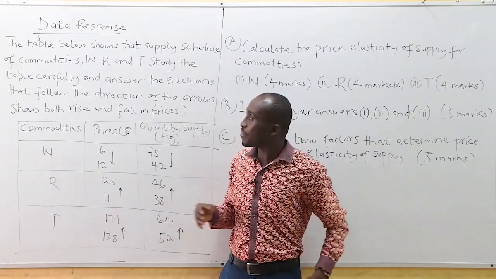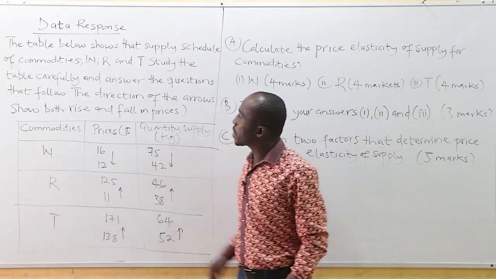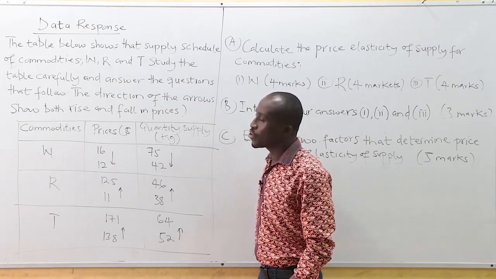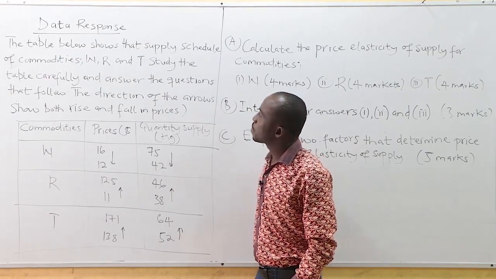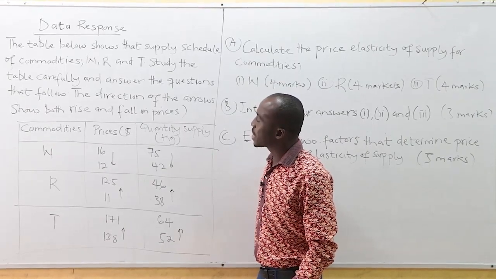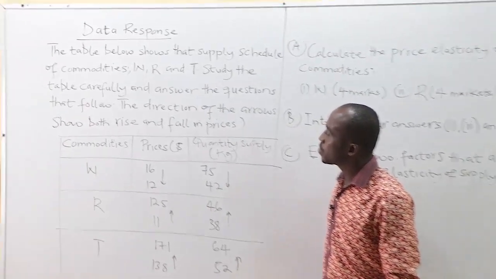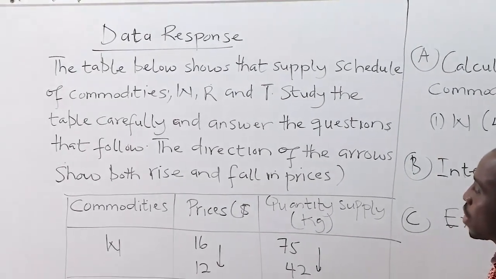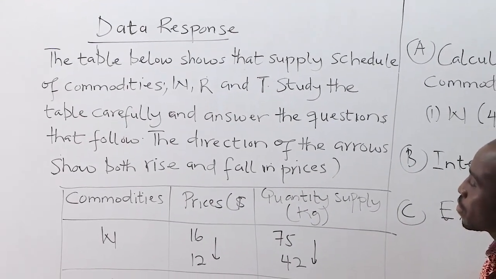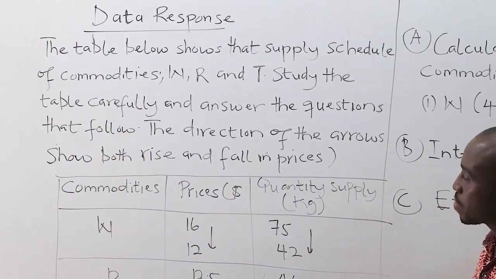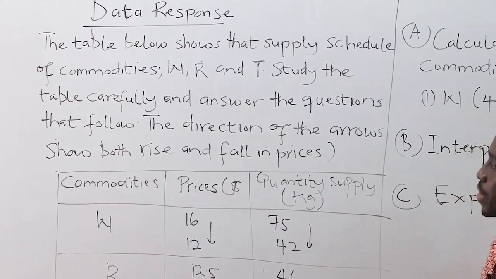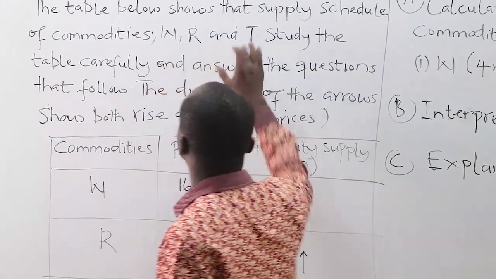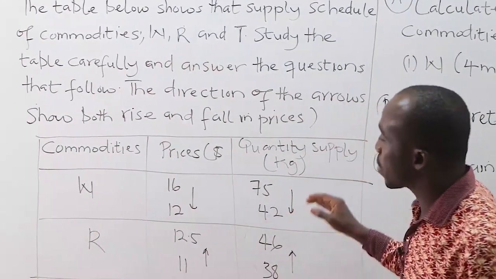So let's look at what we have here. The table below shows the supply schedule of commodities W, R, and T. Study the table carefully and answer the questions that follow. The direction of the arrows show both rise and fall in prices. So what we have here, we have how many commodities? W, R, and T. And this is a schedule. Let's get what we have here.